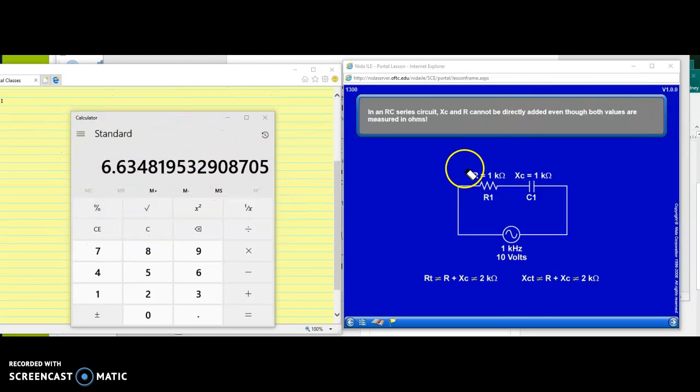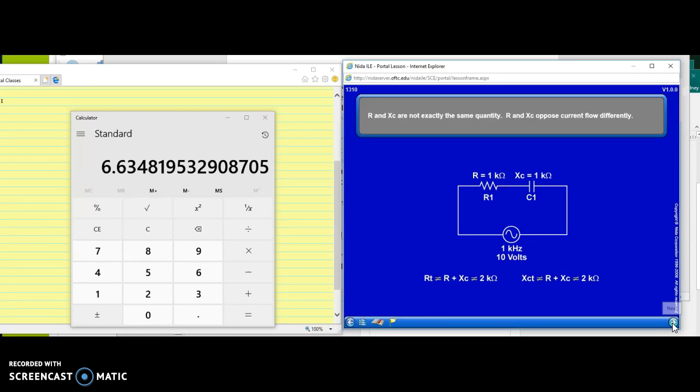In an RC series circuit, X of C and R cannot be directly added even though both values are measured in ohms. So here is kind of interesting. Once we arrive at an X of C and we've got a resistance, we can't just say, well, the X of C is 1, the resistance is 1. Let's add them together and we've got 2K. That would be too simple. No. There is another formula, so get ready to learn it.